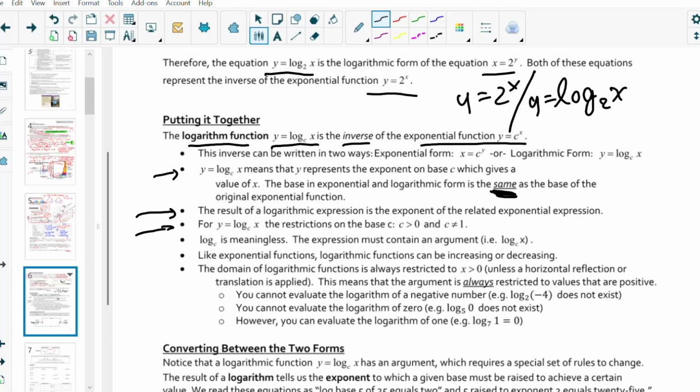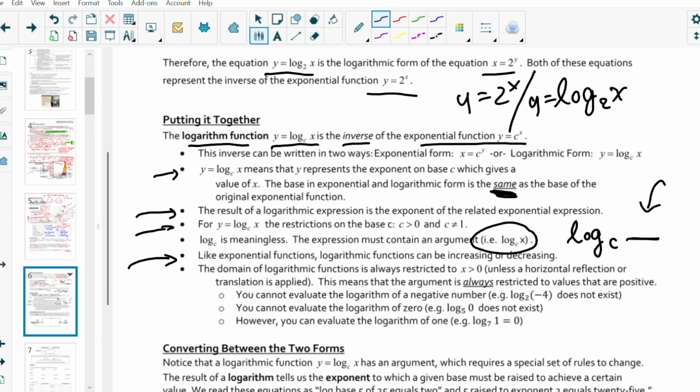A couple of restrictions. For y equals log base c of x, the restrictions on base c are that it must be greater than 0, and c cannot equal 1. We'll show you why, right? Log base c alone is meaningless. The expression must contain an argument. So if you're doing log base c, you have to put an argument here. Otherwise, it doesn't do anything for you.